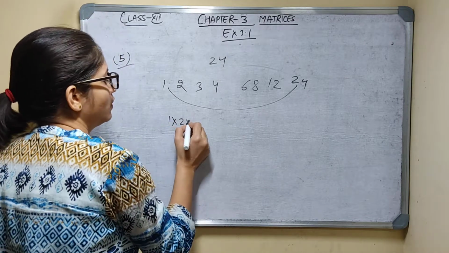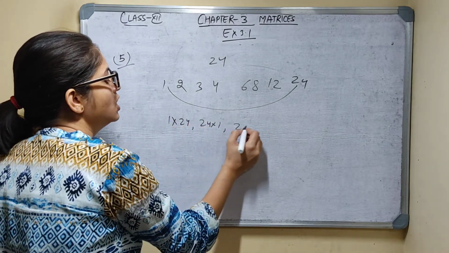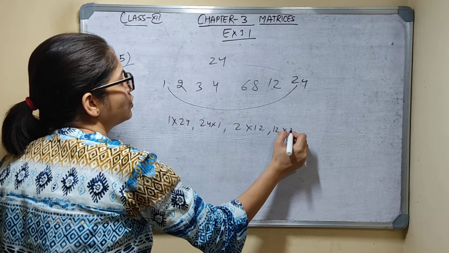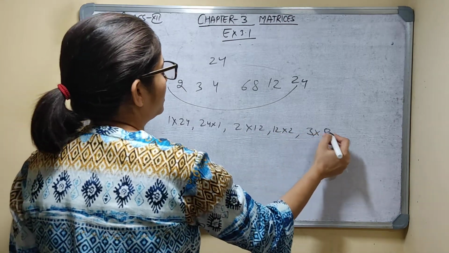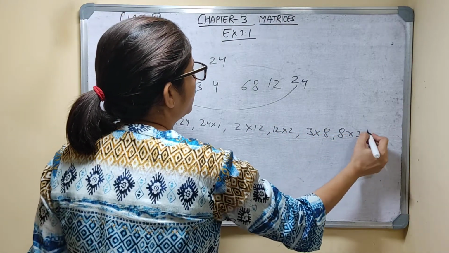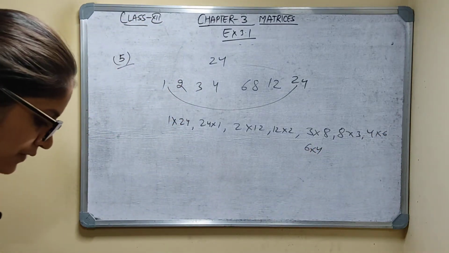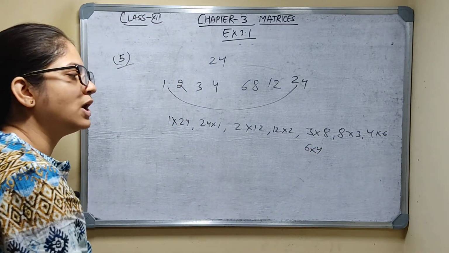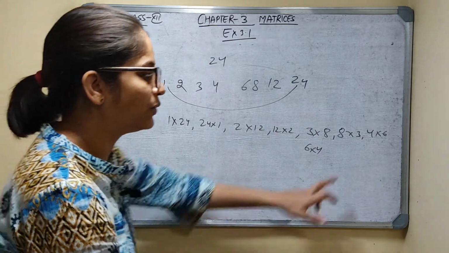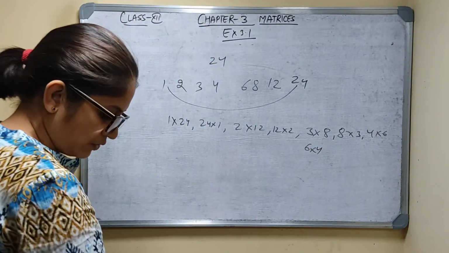So 1 into 24 is one pair, 24 into 1, 2 into 12, 12 into 2, 3 into 8, 8 into 3, 4 into 6 and 6 into 4.